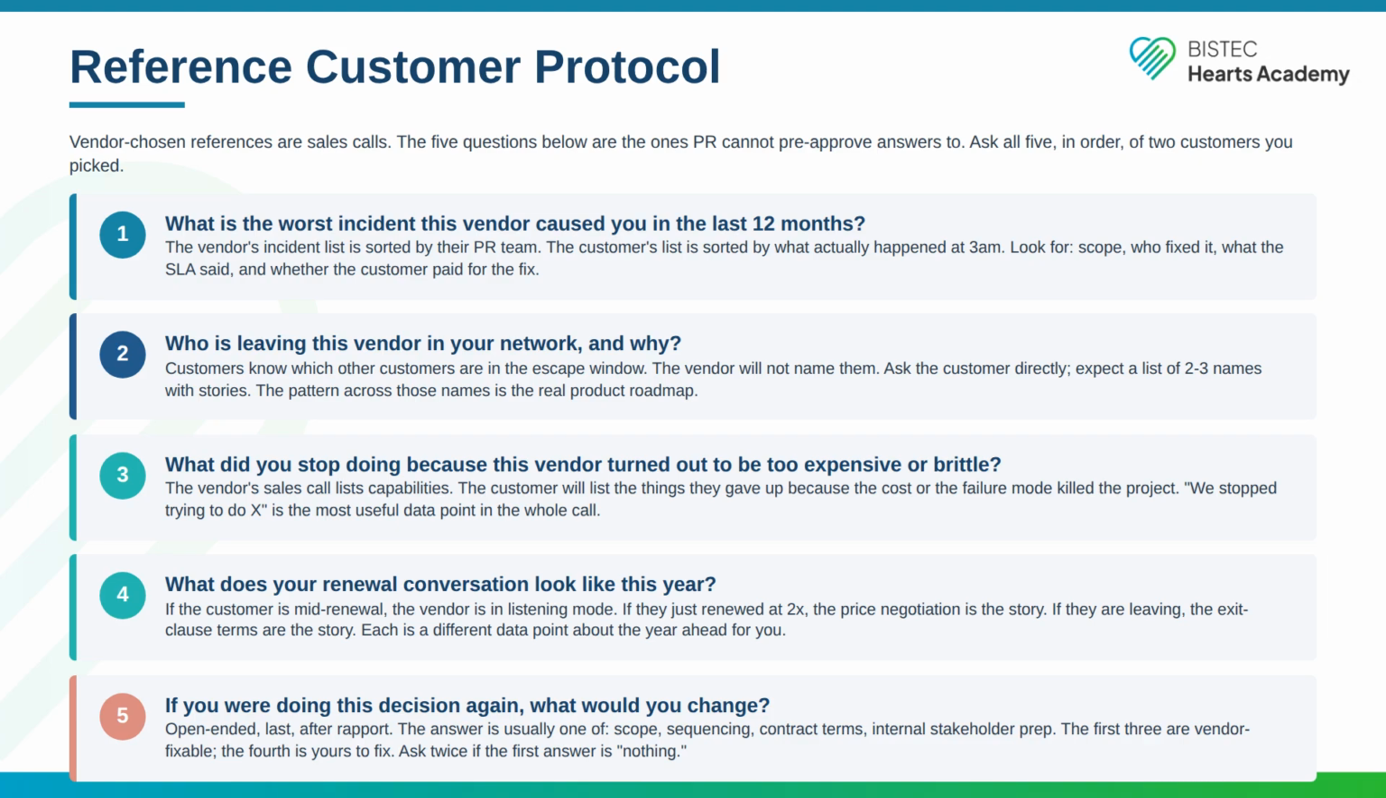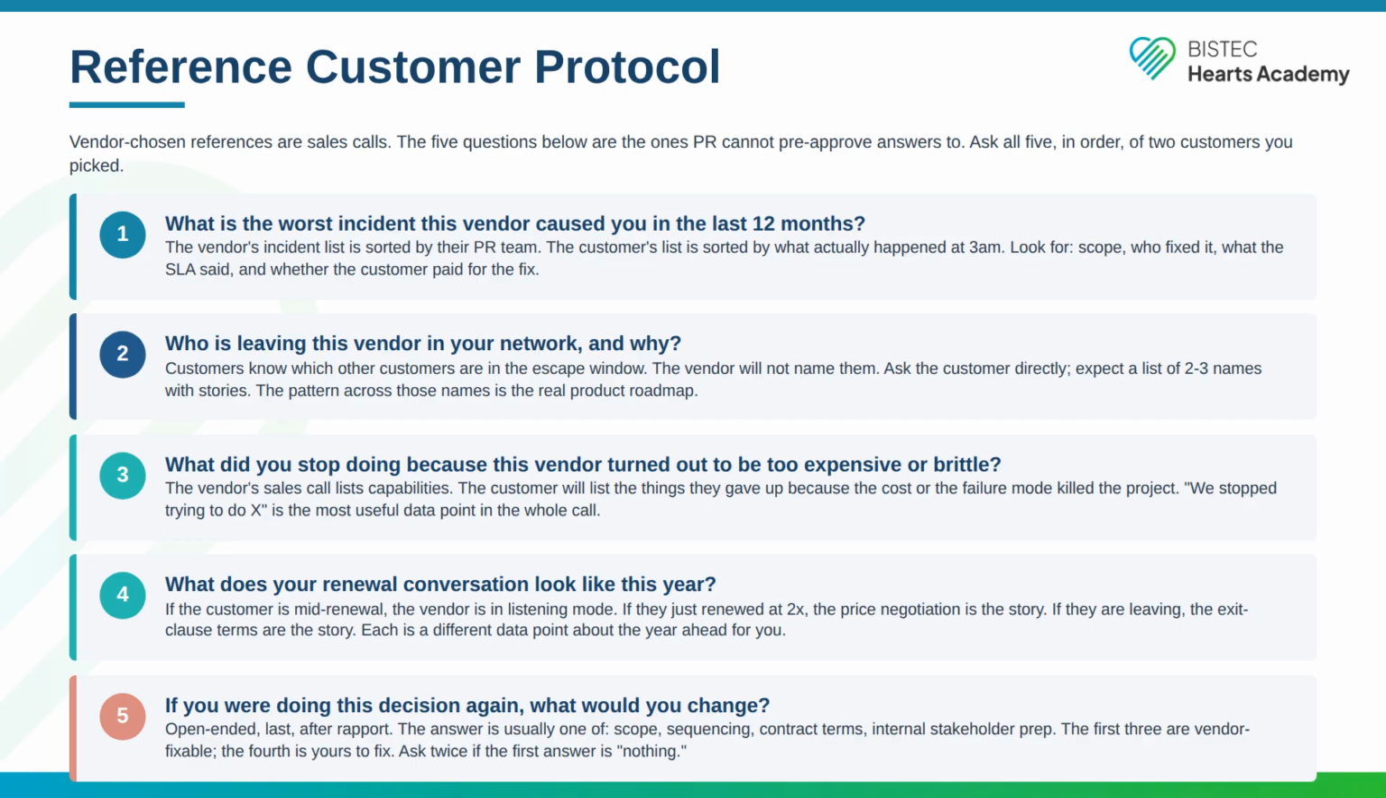Question 5. If you were doing this decision again, what would you change? Open-ended, last, after rapport. The answer is usually one of scope, sequencing, contract terms, or internal stakeholder prep. The first 3 are vendor fixable. The fourth is yours to fix. Ask twice if the first answer is nothing.